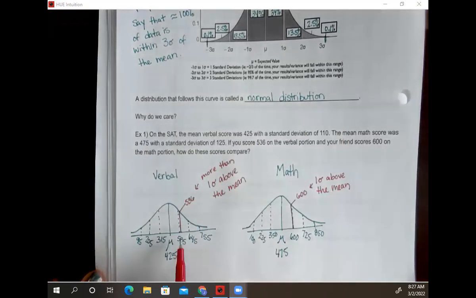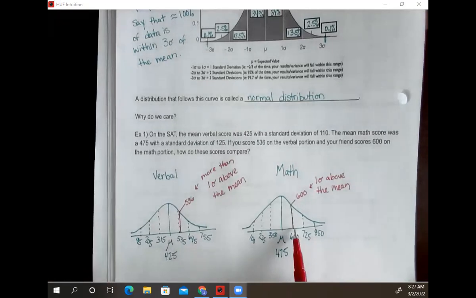Since my verbal score was farther above the mean than my friend's math score, that means my verbal score was actually better. If I'm looking at who scored better on their tests respectively, that would have to be my verbal score, because I scored farther above the mean than my friend did on their math test.